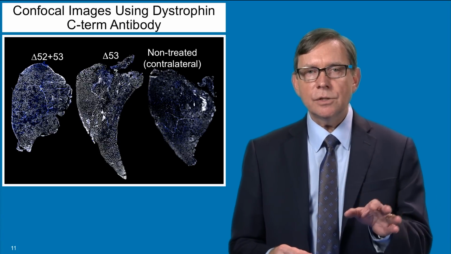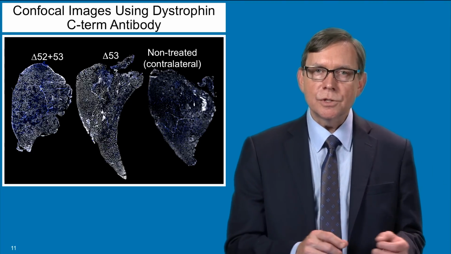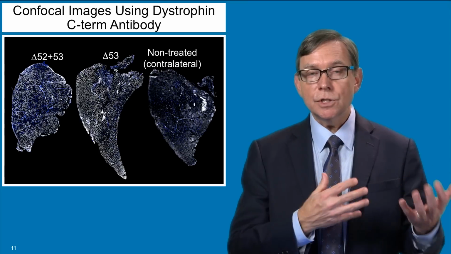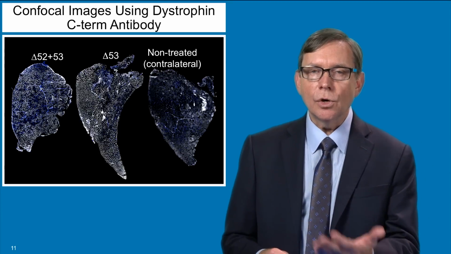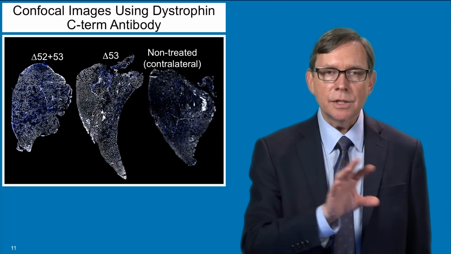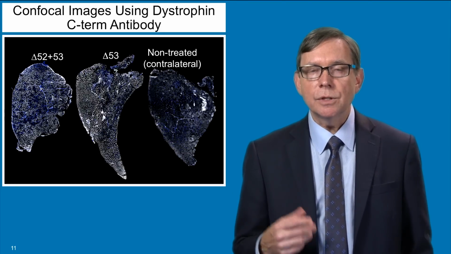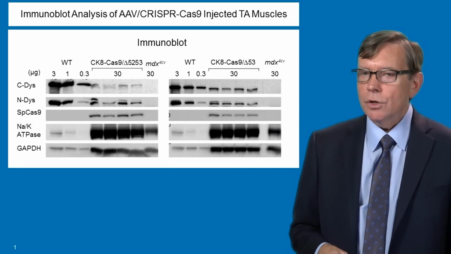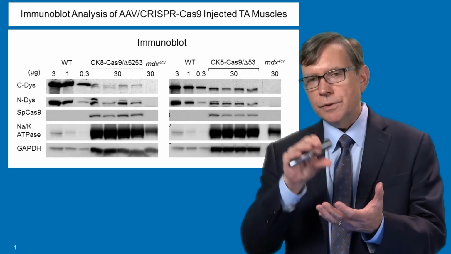And you can compare that to an uninjected muscle. In this case, the contralateral muscle of these animals was always injected with only one of the two vectors that you need to achieve this CRISPR-Cas9 co-delivery. And in the case of the control muscle, the contralateral muscle, we don't see dystrophin production, but we are seeing significant production of new dystrophin protein in both of the treated muscles with both of the different strategies that we've been applying.